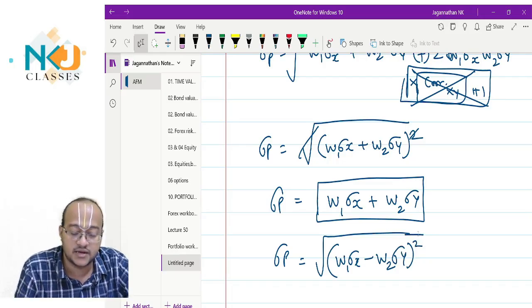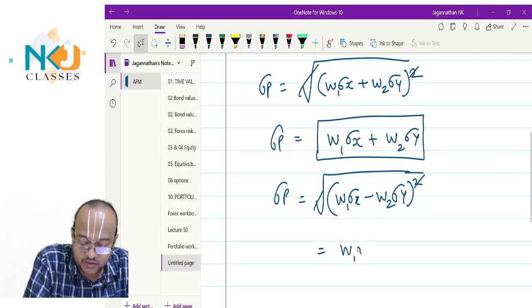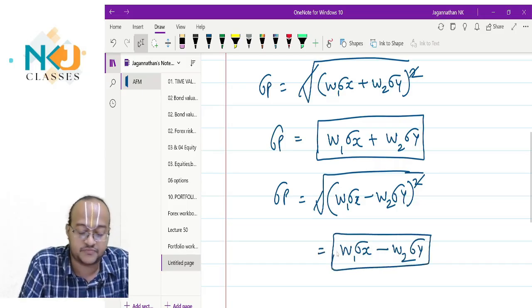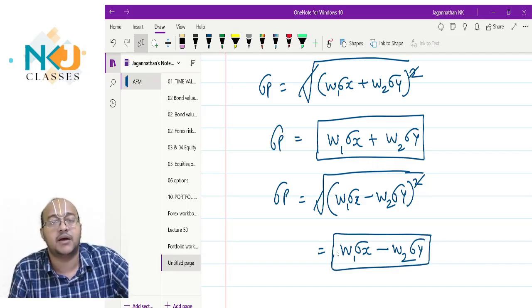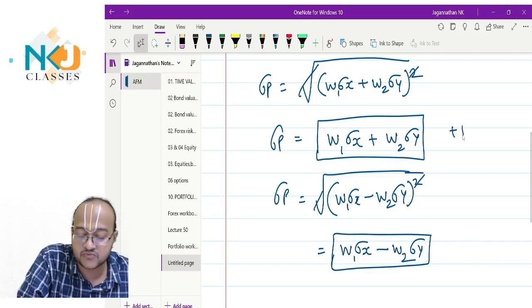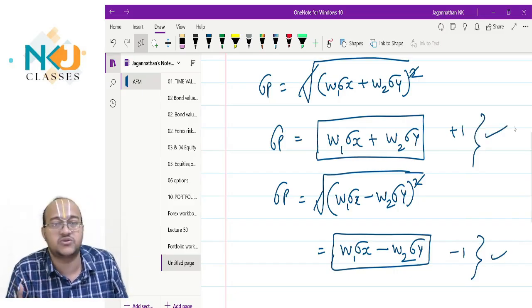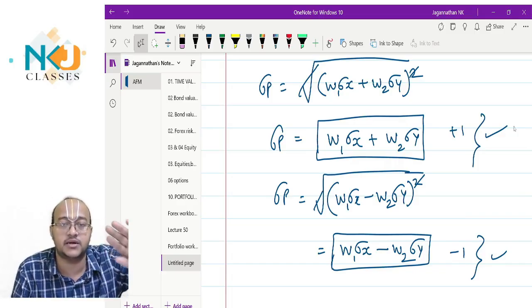Are you all understanding? Okay, when you remove the square and the square root, it is nothing but weight 1 sigma x minus weight 2 sigma y. This is the formula for portfolio risk when correlation is minus 1. Are you understanding? This is plus 1 correlation, this is minus 1 correlation. Is this clear? Both of these things? Okay, very basic thing. There is no separate formula or derivation. This is simple basic mathematics. We just applied plus 1 and minus 1 to that and arrived at this formula.